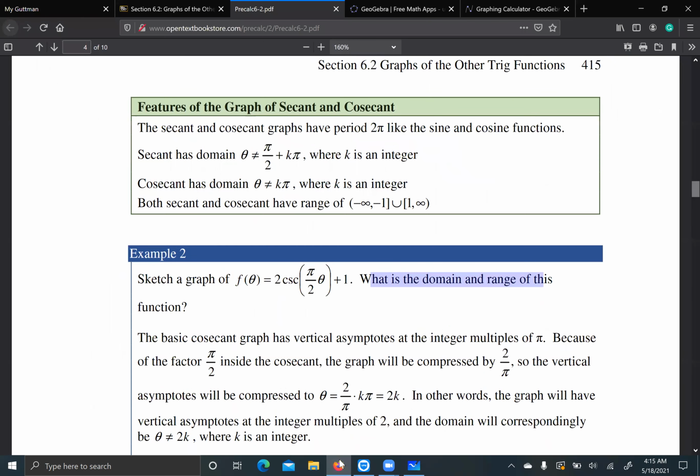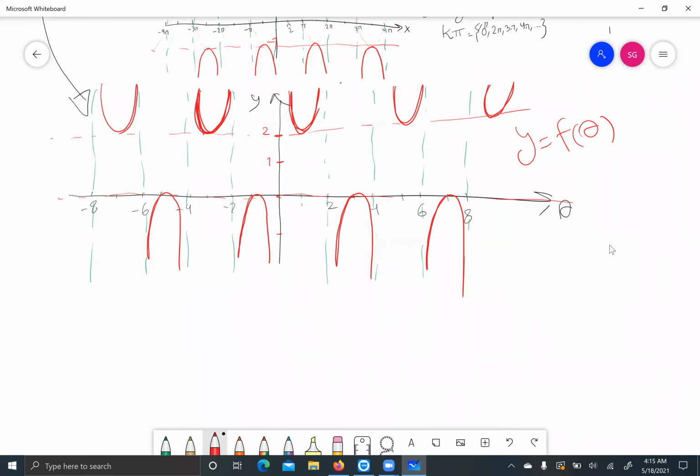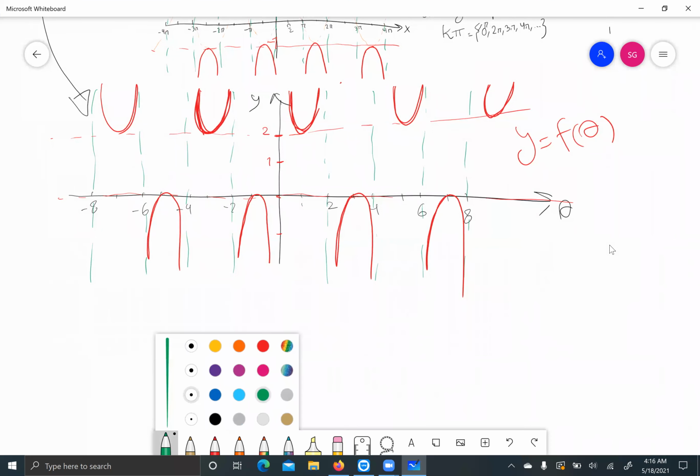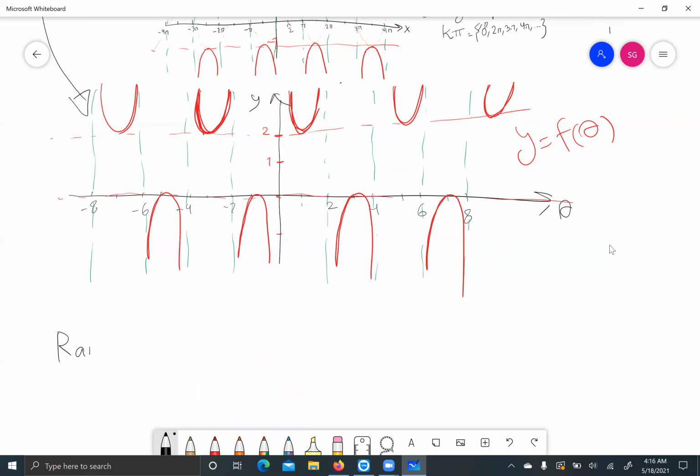And what is the range? Oh, I forgot. The question was, what is the range? So range is gonna be the range of this function. The range of this function is gonna be from -infinity up to 0, then it takes no value between 0 and 2, and then it goes from 2 to +infinity. So you see, it doesn't give us any value between 0 and 2.